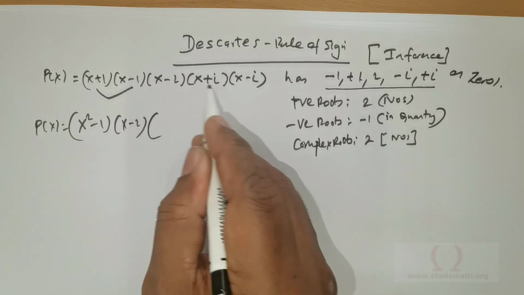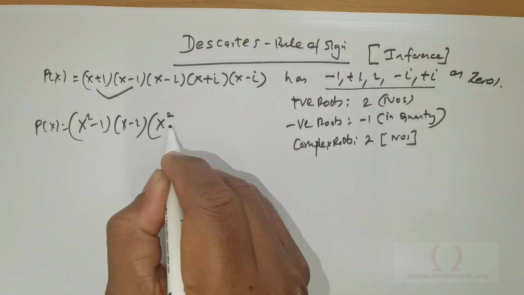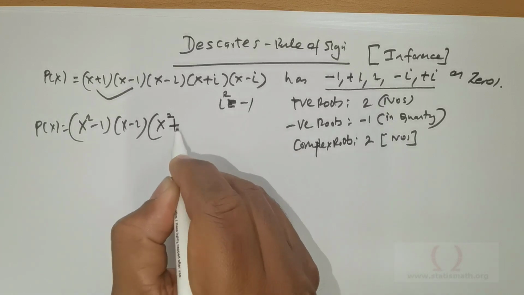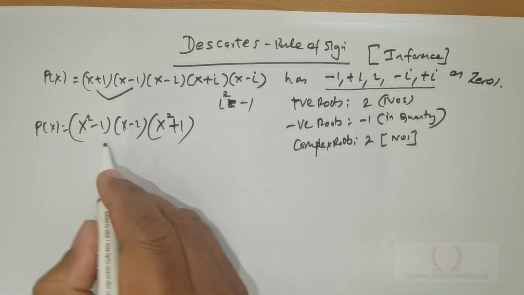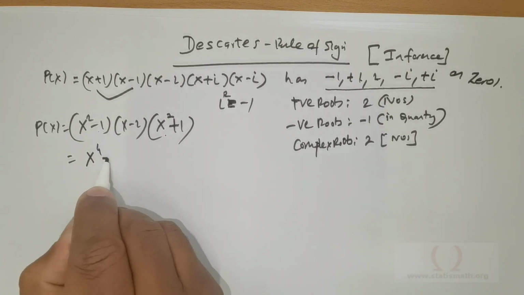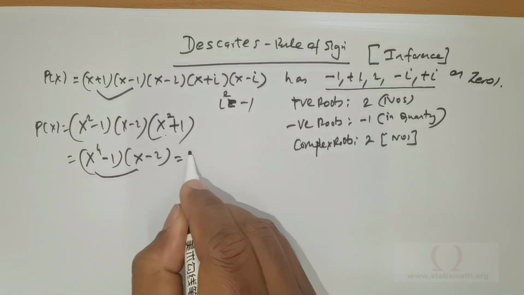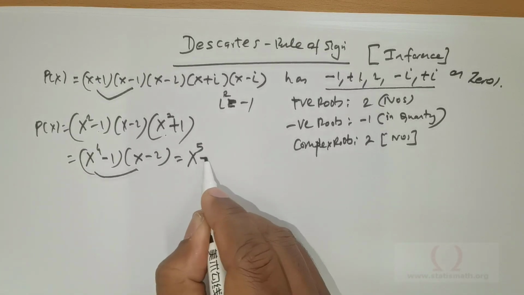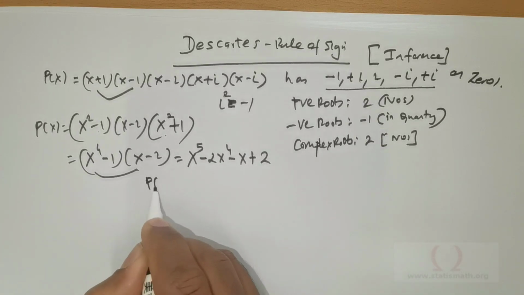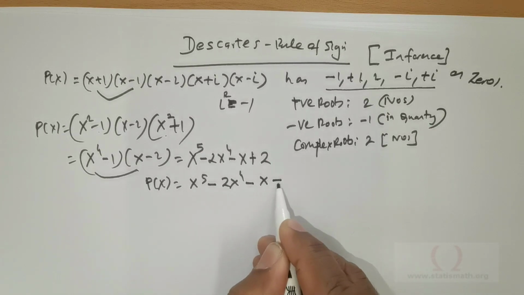But before that I can very well multiply (x + i) with (x − i). That would give me x² − i², but i² is −1, so that's going to be +1. So I have x² − 1 here and x² + 1. That would give me x⁴ − 1, followed by (x − 2) multiplied. If we multiply this, I would get x⁵ − 2x⁴ − x + 2. So the polynomial is x⁵ − 2x⁴ − x + 2.